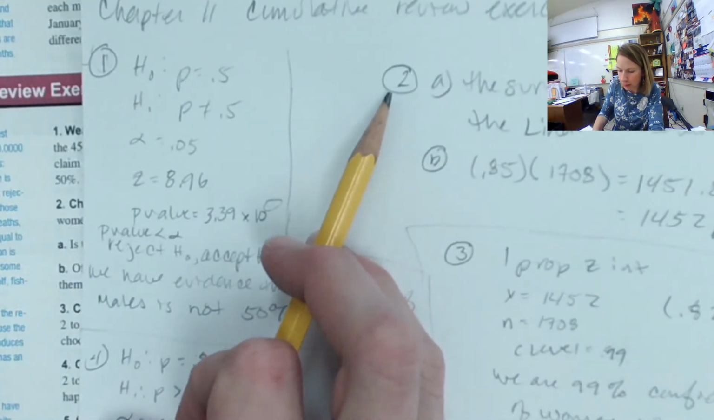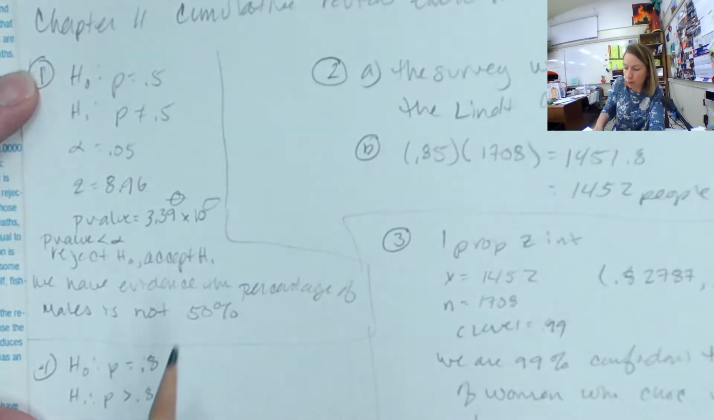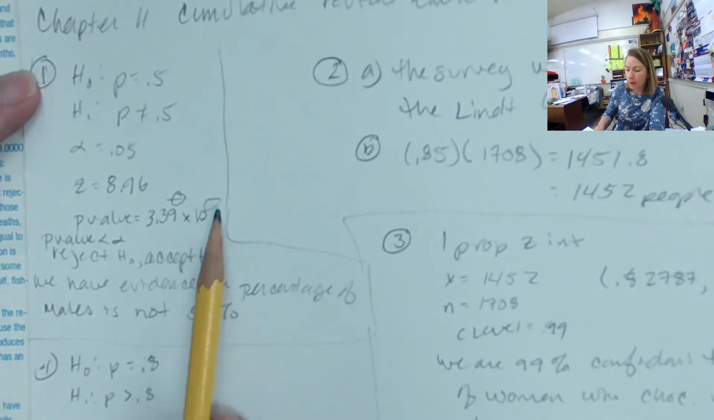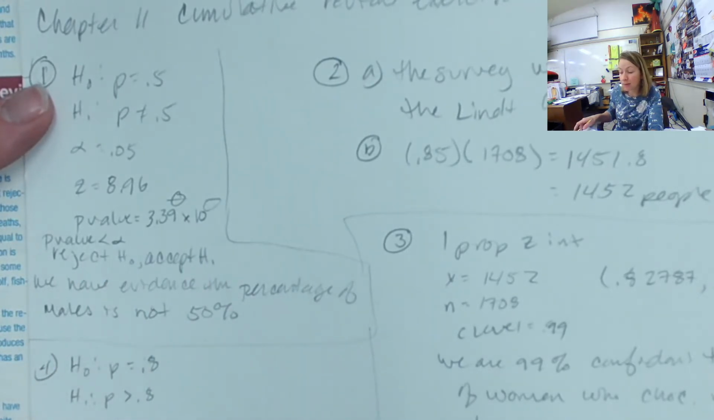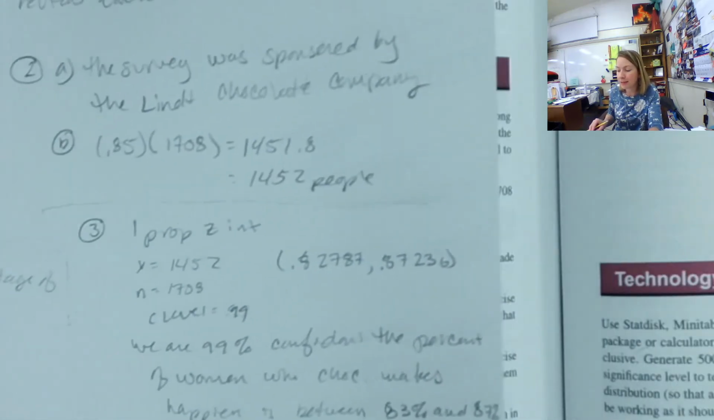Do they have it there? No, they just said that it was effectively 0. So I'll change it before I upload these. So we reject our null and accept the alternative. We have evidence that the percentage of males is not 50% for the people that die in weather-related accidents.